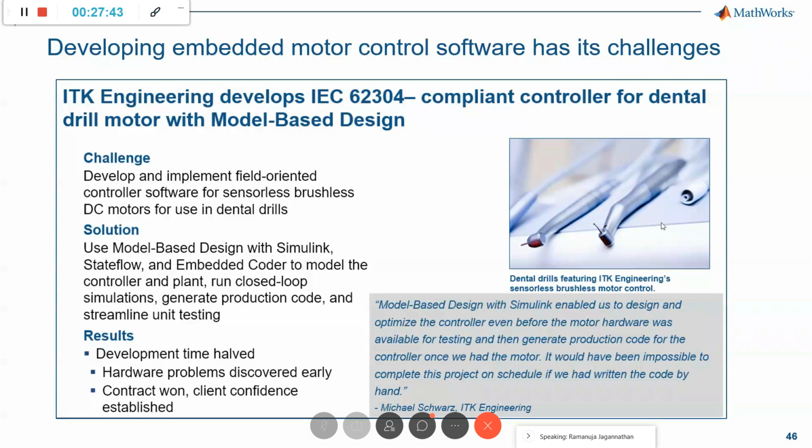Now, the main challenge here is that they were able to develop motor models even before the actual motor hardware was available to them. So they were able to parameterize the motor using the datasheet, and then they were able to test and design control algorithms. Now, once the control algorithms are designed, they're able to deploy to an embedded hardware and test it in a real-time environment. And all of this happened even before the actual motor was available. Now, they quoted that the development time reduced by half, and that's the kind of benefit they got when they were designing their control algorithms using the model-based design approach.